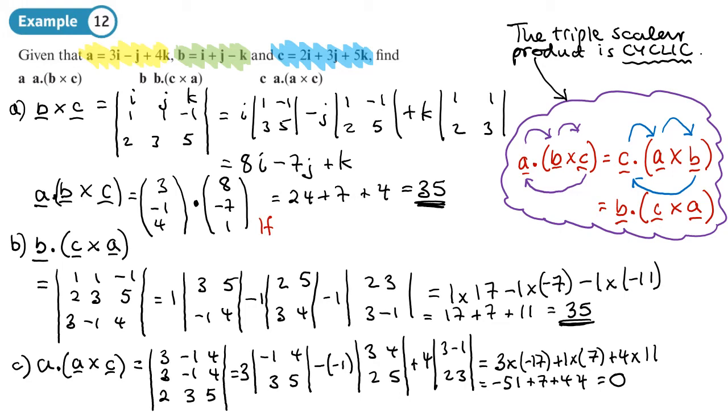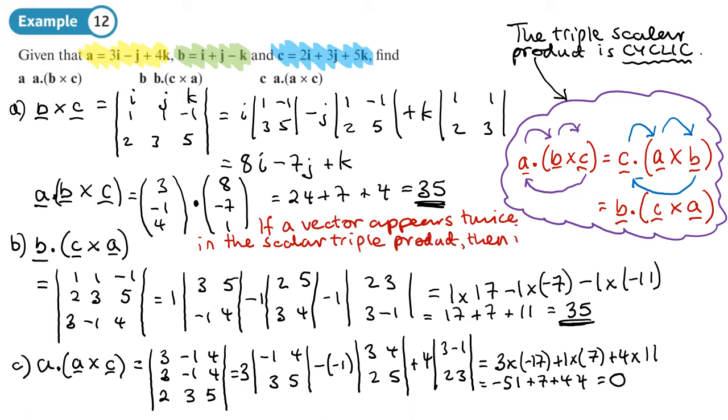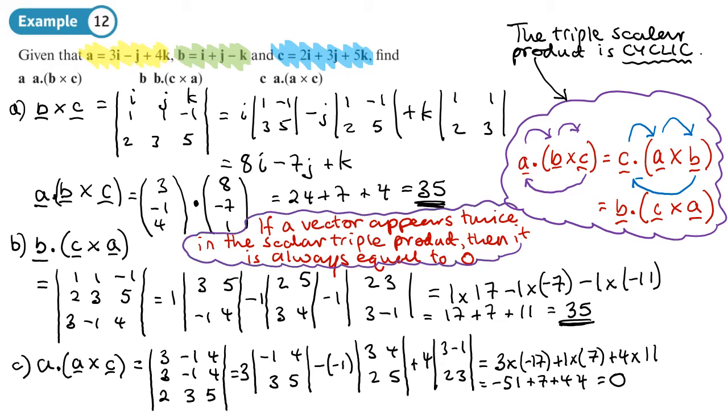So if a vector appears twice in the scalar triple product, then it is always equal to 0. Whenever the scalar triple product has a vector that appears twice, it's always equal to 0. So here's an example. So A dot, let's say A cross B equals 0. Actually, I want to add another one there, so I'll put 0 equals 0 at the end.